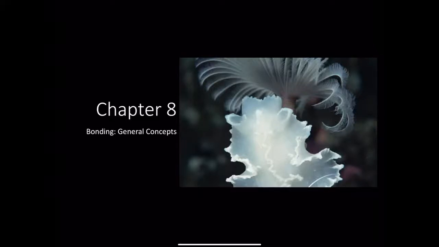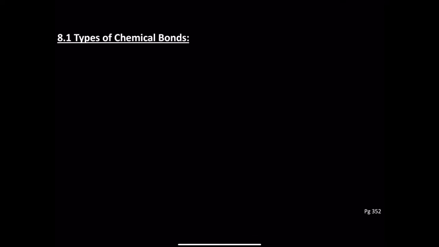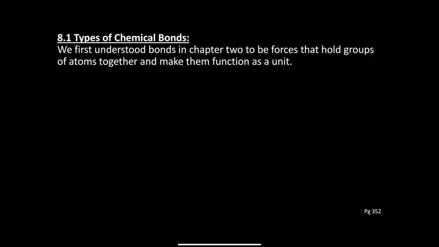Alrighty, we are starting a new chapter, chapter 8, bonding, the general concept. So we've gone over bonding before, very generally, and now we're going to look at it a little bit more in depth. Alright, let's look at this, the types of chemical bonds.